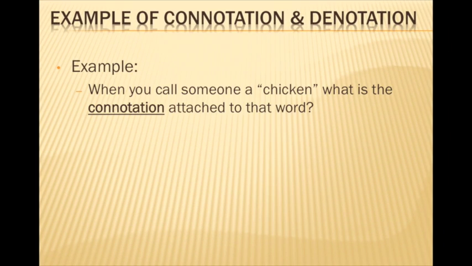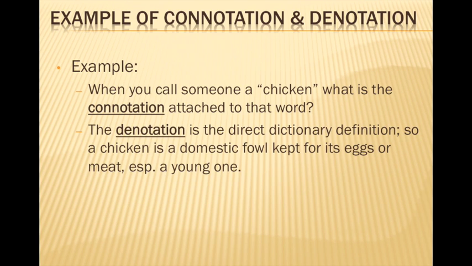So for example, when you call someone a chicken, what's the connotation that's attached to that word? It's not a very good one, right? Because you're using that word to describe that someone is afraid to do something. But the actual denotation of that word is a domestic animal, a domestic fowl that has eggs, and you can eat their eggs or eat their meat, especially a young one, not an old chicken. So the direct dictionary definition is the denotation.